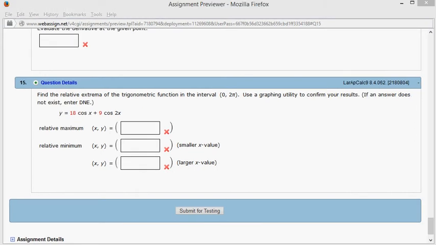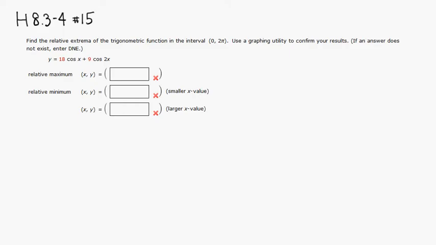Alright, let's look at homework 8.3, 8.4, problem number 15. We want to find the relative extrema of this given trig function. In order to find the relative max and relative min, we need to know where the critical points are. So let's try to find that.